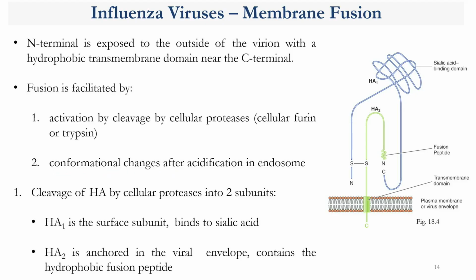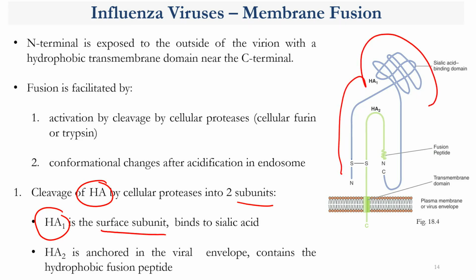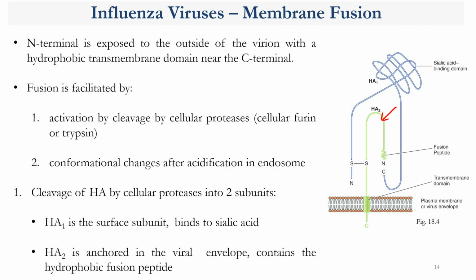Now the cellular proteases can cleave the HA into two subunits, HA1, which is the surface subunit, shown in blue here. That binds to sialic acid, okay? Your HA2 is the green fragment here, which is anchored into the viral envelope, and it has the hydrophobic fusion peptide that you can see here. So what will happen? Once the right trigger comes in, the conformation will change. It will insert itself into the target membrane and fuse the membranes, okay?